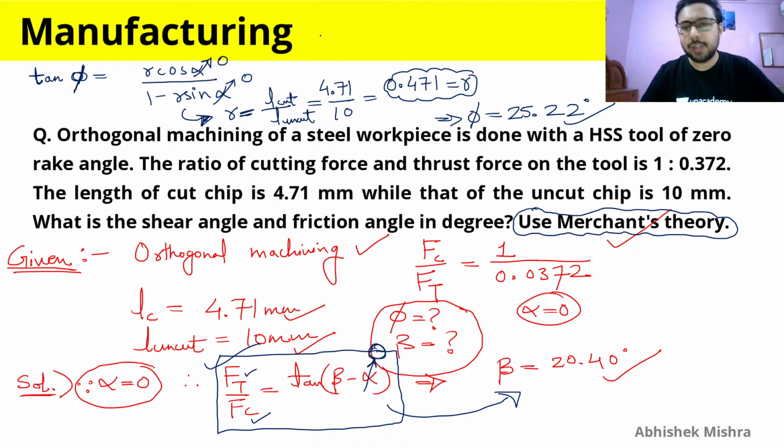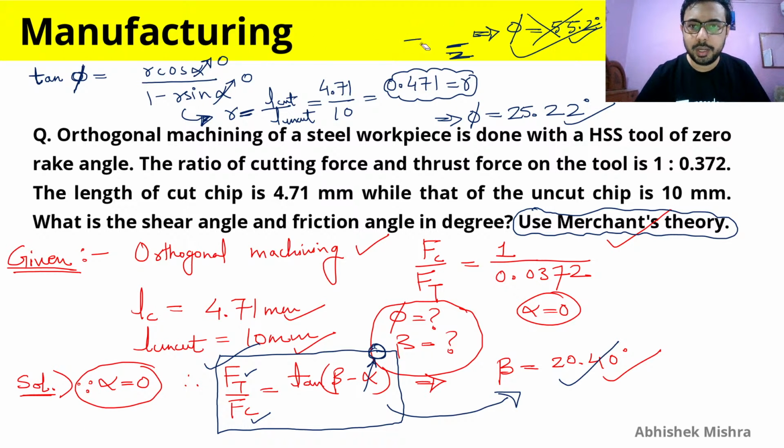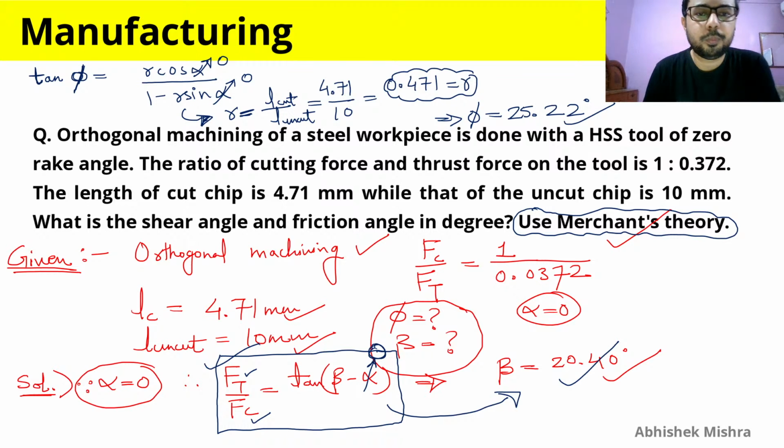If you calculate any of these values by Merchant theory, for example, if you calculated beta and then used Merchant theory, which is phi is equal to 45 degrees plus alpha by 2 minus beta by 2, here you can see that phi will come out as 55.2 degrees, which is absolutely not correct, which is wrong. So don't use Merchant theory if you can calculate it by some other basic method. Use it only if all the other options are not given and you are told to use Merchant theory, or if you are calculating for minimum power.